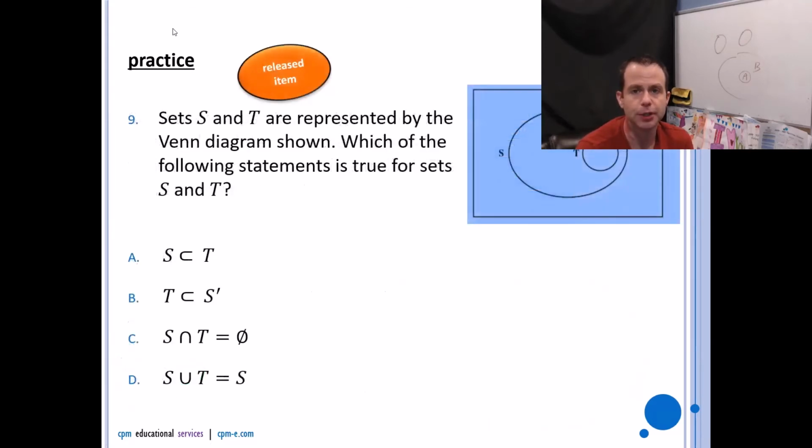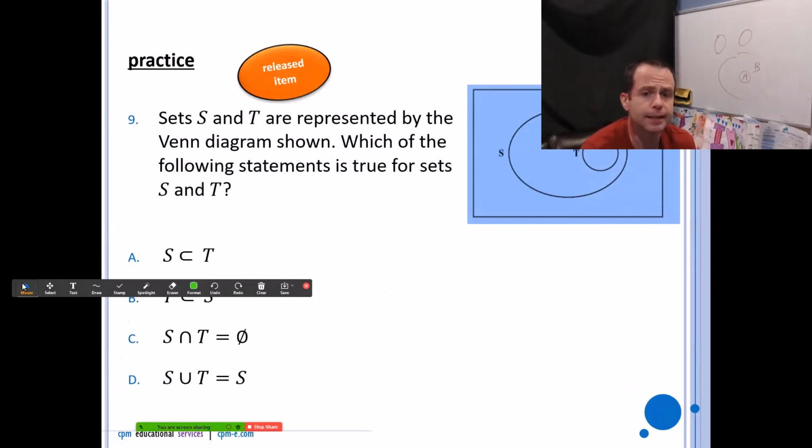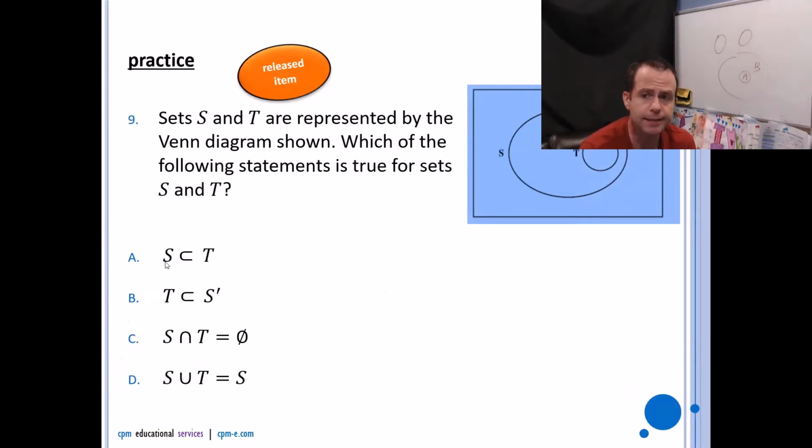All right, good job. Number 9. Sets S and T are represented by the Venn diagram shown. Which of the following statements is true for sets S and T? So the first statement says S is a subset of T. That means S is entirely inside T. That is not true.